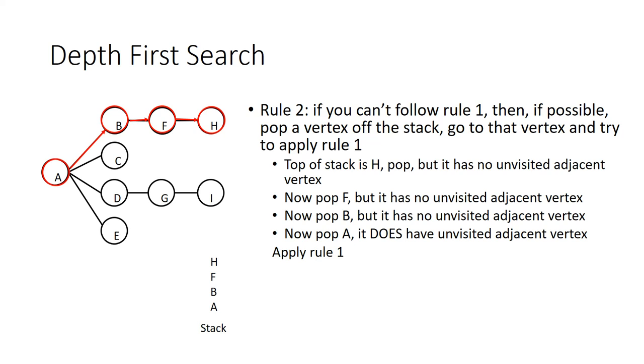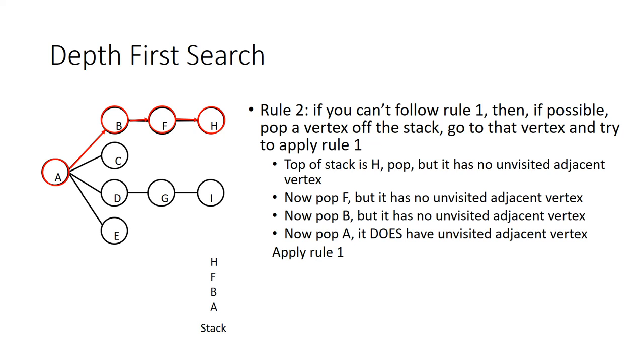You'll notice I'm backtracking here. So now I'm going to pop B. It has no unvisited adjacent vertex. So I'm going to pop again. This time I pop A, and it does have something that we haven't visited. It's got a number of things that we haven't visited, and that means we're ready to go back and to apply Rule 1. Notice that we had worked our way down to H, and then we backtracked our way up.